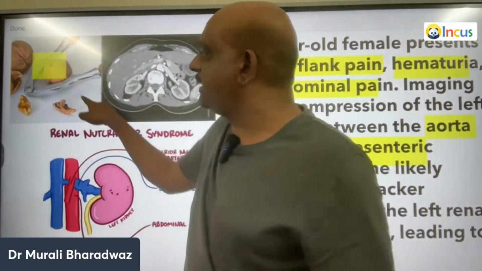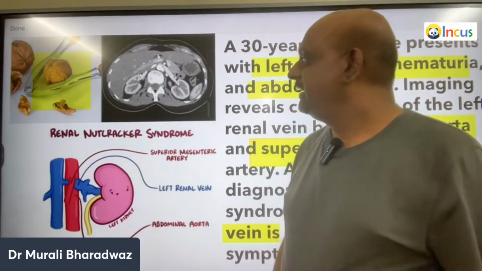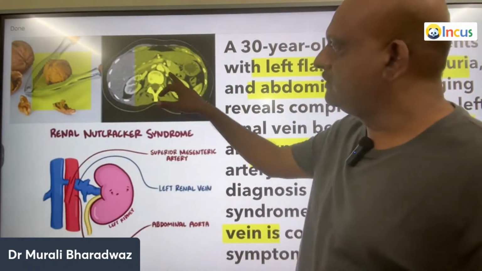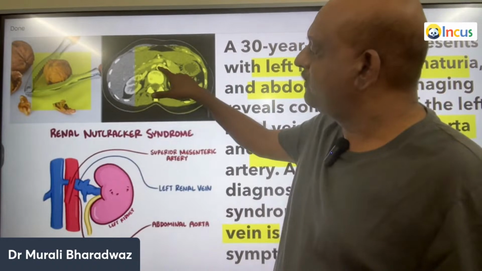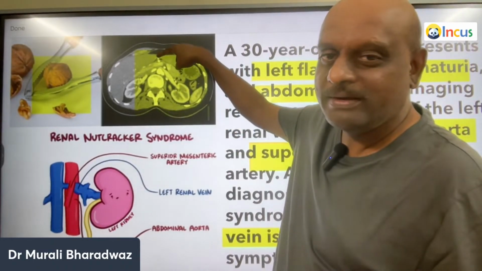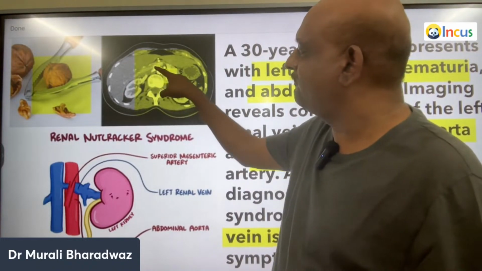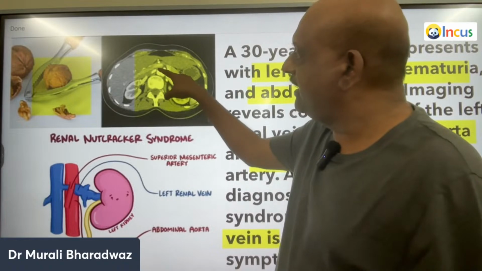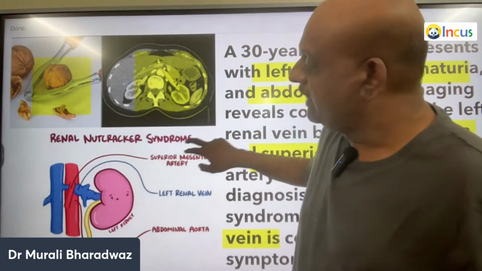So this is how a nutcracker, I think you understood, you can align what is a nutcracker. If you look at the imaging, you can see between the aorta and the superior mesenteric artery, the left renal vein. This is left. So the left renal vein is the one which is basically pressed. So this is how you can see.